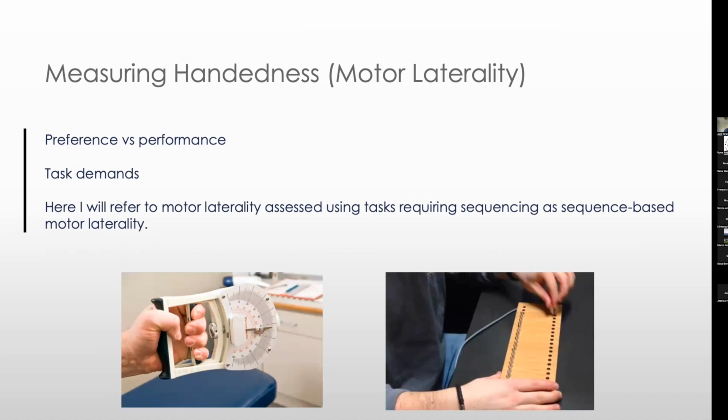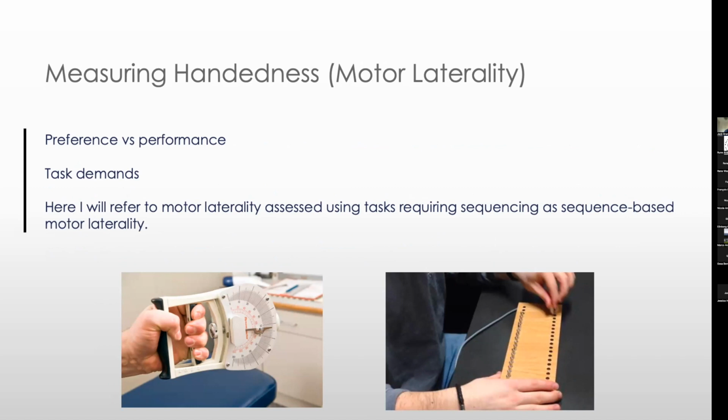So as I'm sure you're all aware, when measuring handedness, there are two main approaches that one can take. You can use preference measures, which usually come in the form of questionnaires. And these ask individuals which hand they use for certain tasks. Or you can use performance measures, which measure hand skill and allow us to compare the ability of the two hands. And the demands of these performance measures can vary widely between tasks.